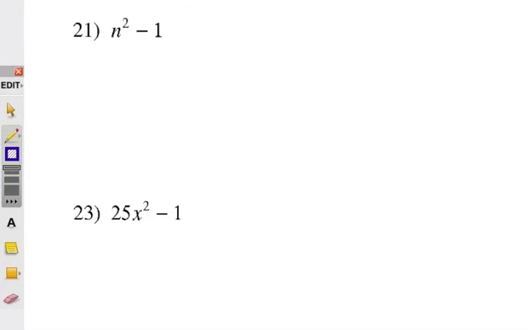Take a look at n squared minus 1, and notice how it is a difference of two perfect squares. Go ahead and pause the video and see if you can factor that. All right, so first thing I notice is that I need to double check that it fits the pattern. N squared is my first term. Is that a perfect square? Yes. So I know that I can take the square root and put it in both places, an n and an n. And it says minus 1.